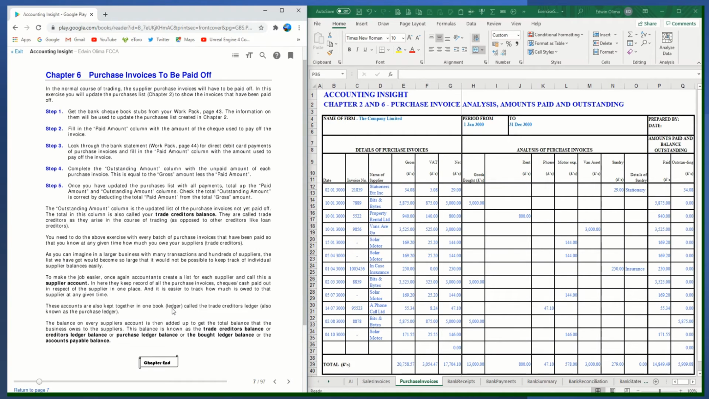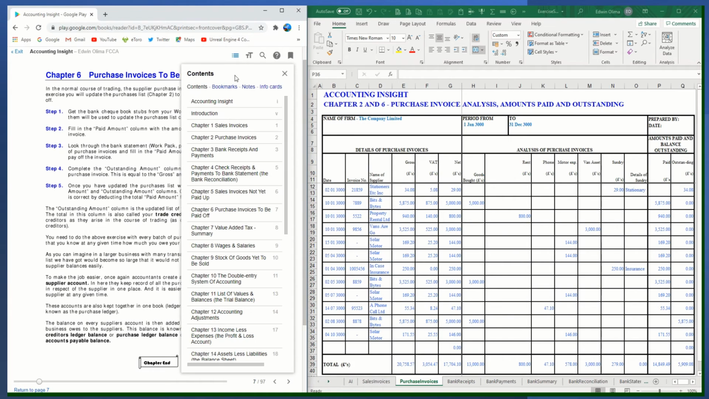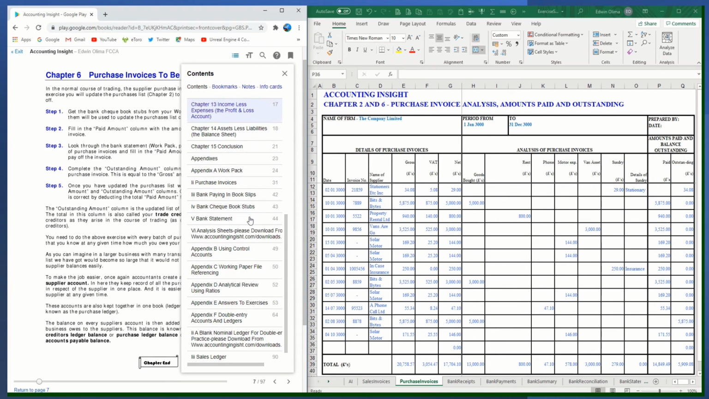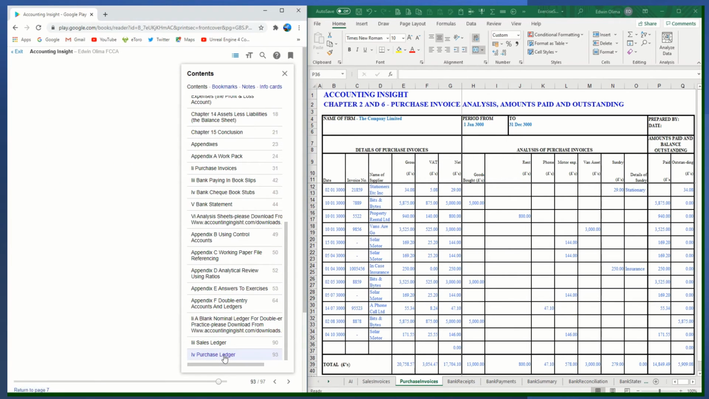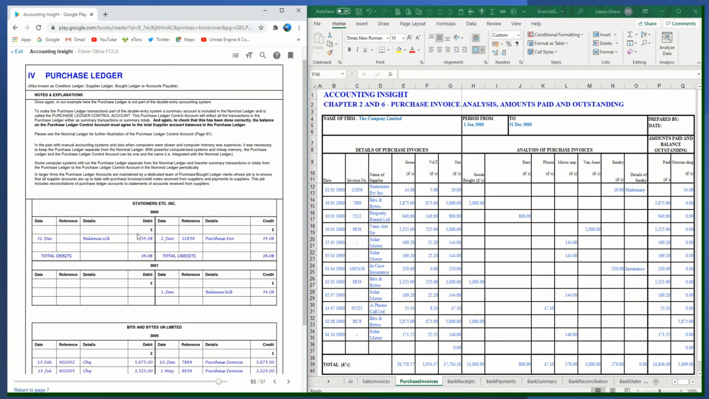So I'm going to show you briefly what a purchase ledger looks like in the traditional T format accounts. This is shown here, in the last chapter, last appendix there, purchase ledger. I've got some brief notes about purchase ledger and the history of them and how companies or software use them.